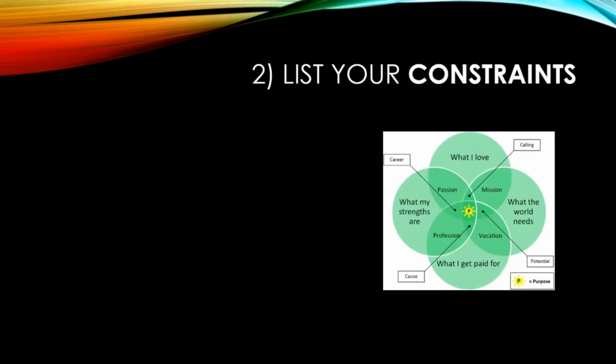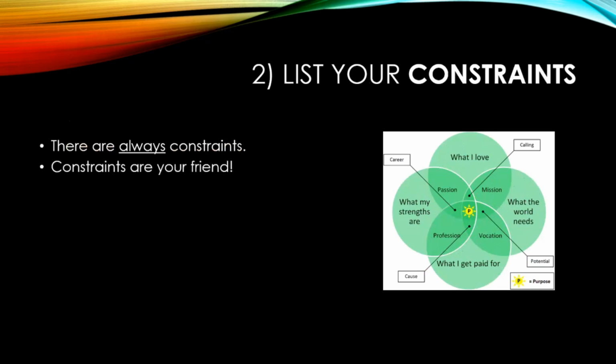Number 2, list your constraints. This is a diagram of trying to find a project or a life work that's good for you by using these different kinds of constraints to narrow it down. So there are always constraints. What that means is that whether or not you are aware of the constraints, they are there. So you might as well list them out, be aware of them, and work them into your design.